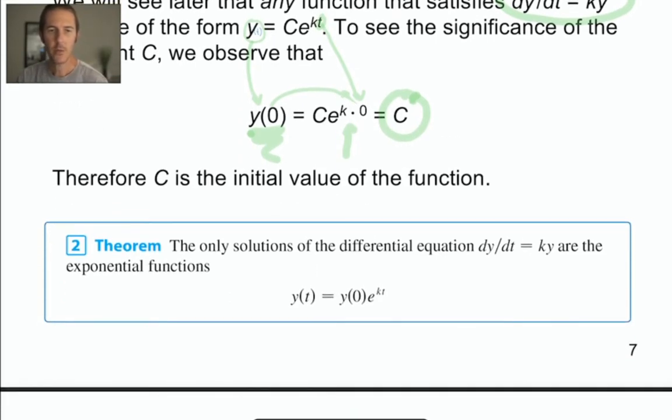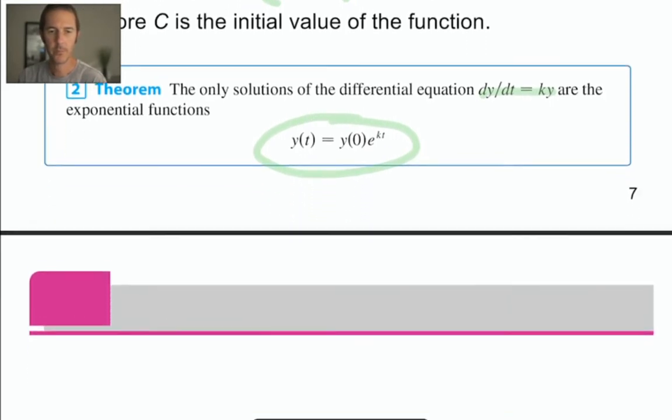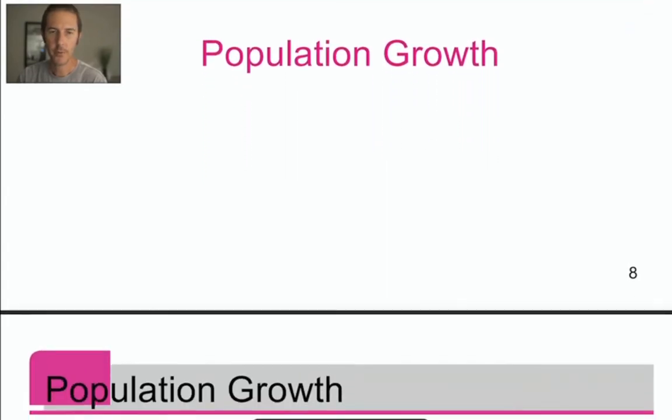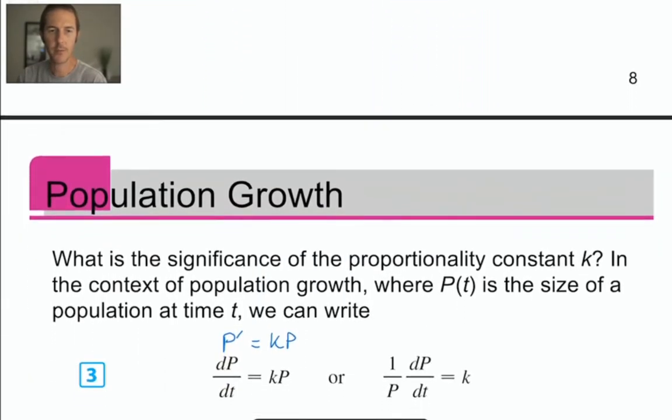Which takes us into theorem number 2. They're calling it here: the only solutions of the differential equation, dy/dt equals ky, are this sort of family of exponential functions, where the coefficient y of 0 has to be calculated using some given functions. So let's talk about growth first. So this is where our k value is going to be positive.